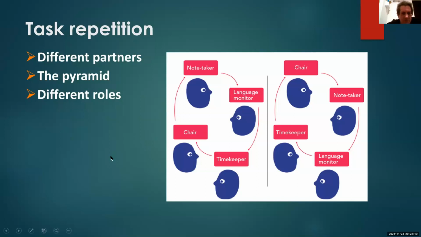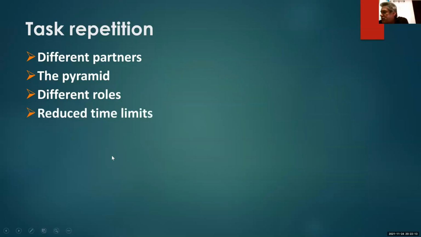How else? We can do it by changing the time limits. A very well-known technique for speaking is called the 4-3-2 technique. I don't know where this originated. It's been particularly promoted by people like Paul Nation.